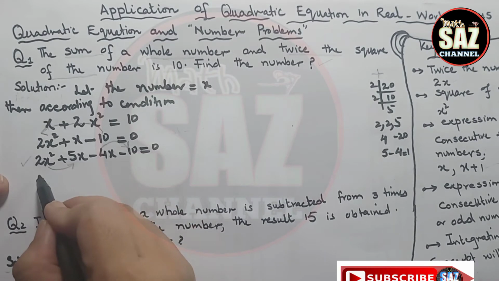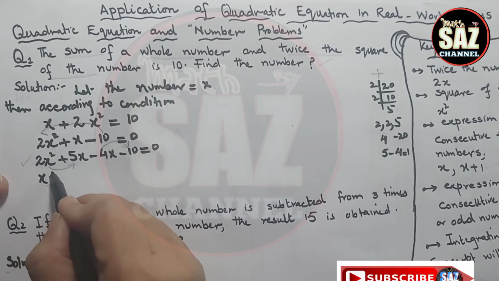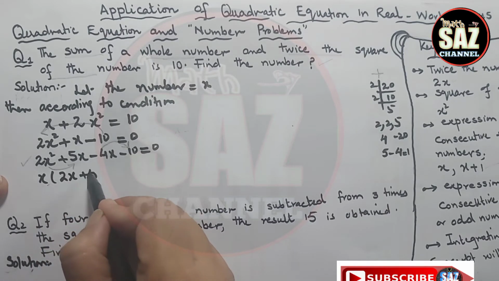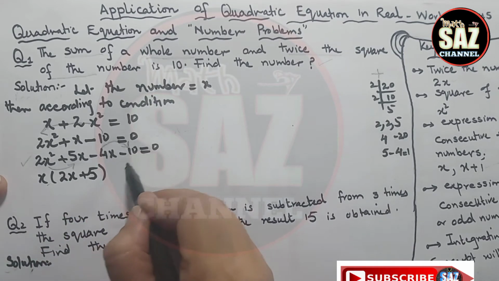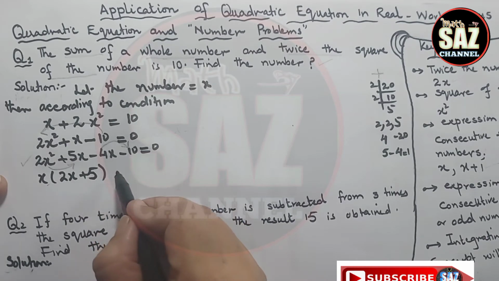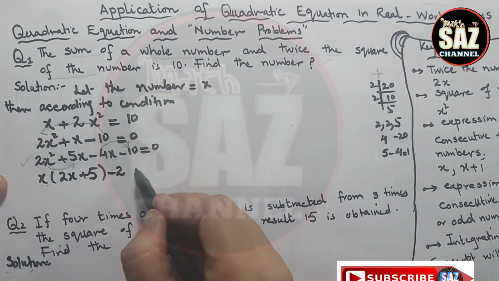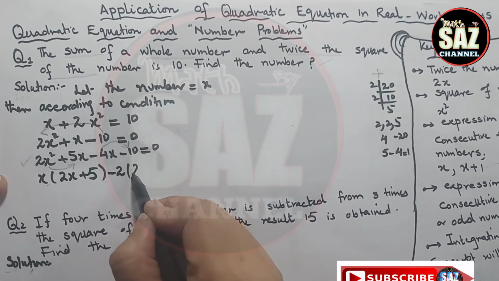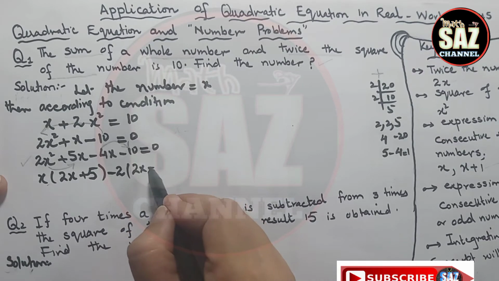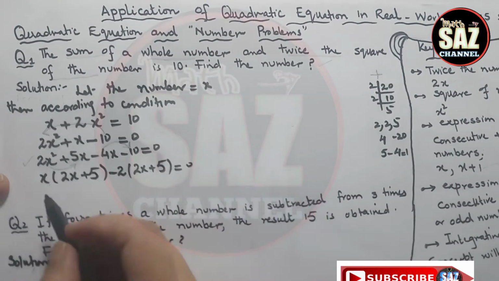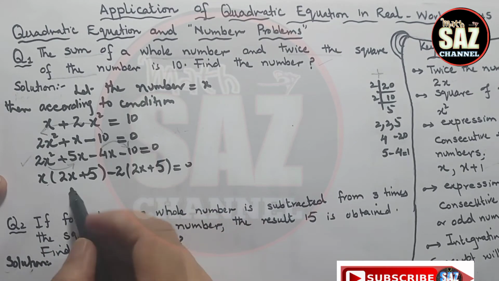From the first group, I can extract x out, and inside the bracket I will be left with 2x plus 5. Coming to the second part, I can see that from 4 and 10, I can extract 2 out, and both the terms have a minus sign, so take out the minus sign, and inside the bracket I will be left with 2x plus 5. Now what I have to do is, this is the common group.